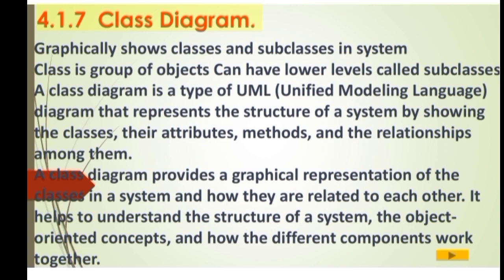4.1.7 Class Diagram. It graphically shows classes and subclasses in the system. Classes are groups of objects and can have lower levels called subclasses. A class diagram is a type of UML, Unified Modeling Language, diagram that represents the structure of a system by showing the classes, their attributes, methods, and the relationships among them. A class diagram provides a graphical representation of the classes in a system and how they are related to each other. It helps to understand the structure of a system, the object-oriented concepts, and how the different components work together.